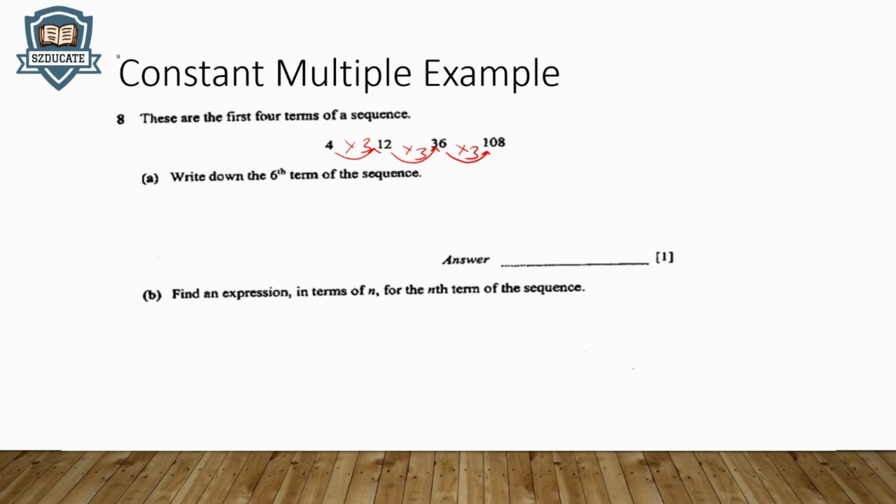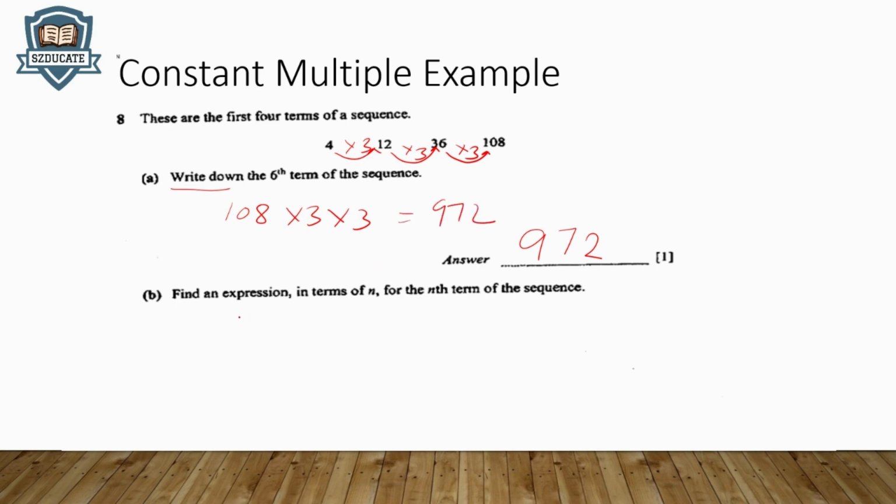Let me just use my calculator. Same thing, you don't try your luck and do mental calculation. If you make a mistake, it's not worth it. So times 3 two times, I'll get 972. It says write down, which means you don't have to show working. You can just write 972. But if you really feel unsafe, just go ahead.